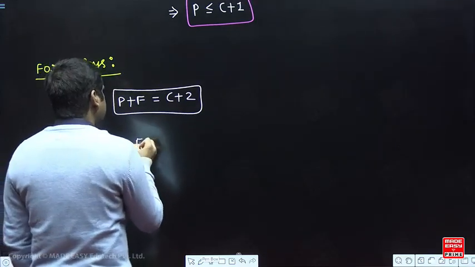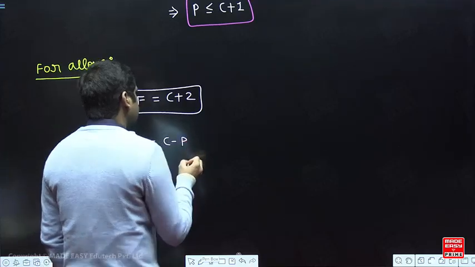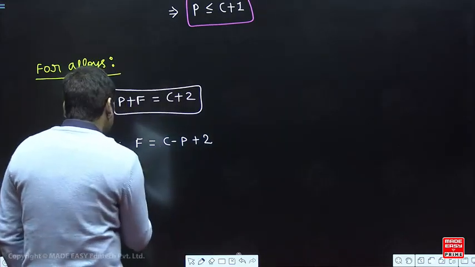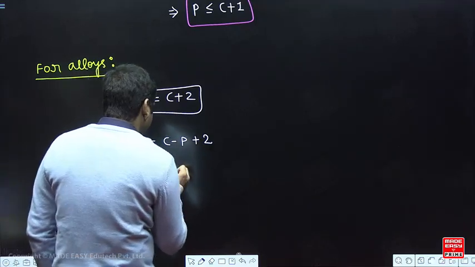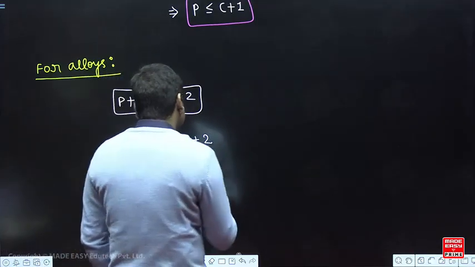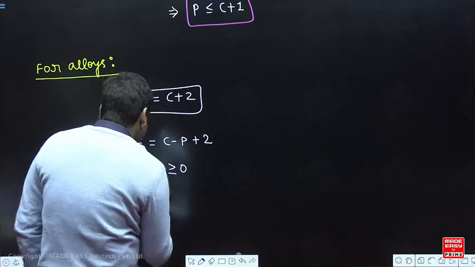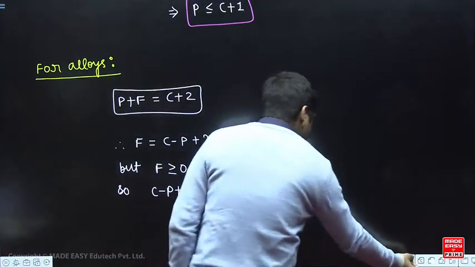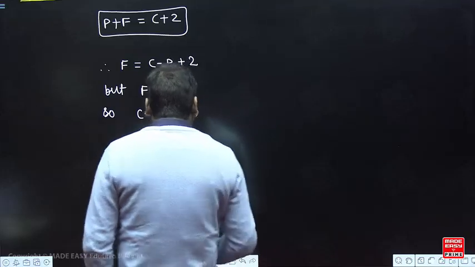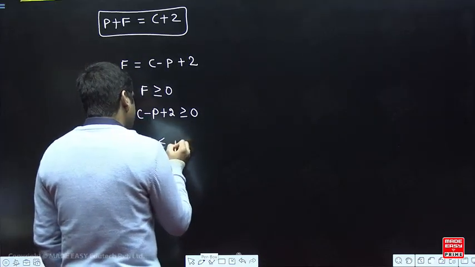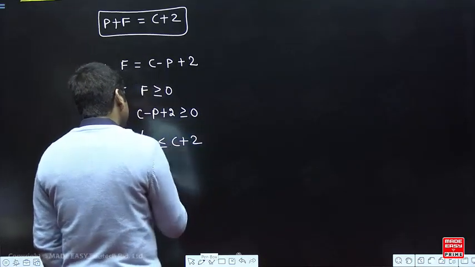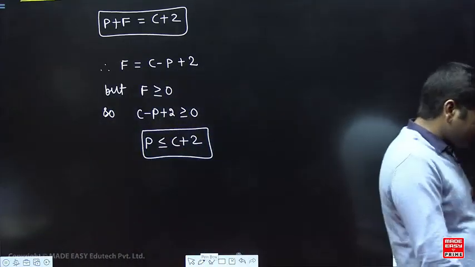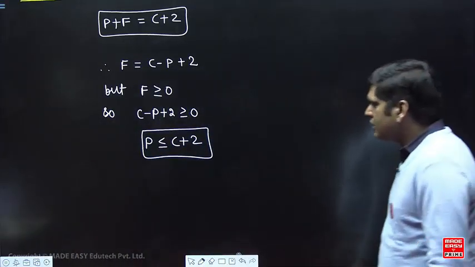So F is equal to C minus P plus 2, but F is greater than or equal to 0. So C minus P plus 2 is greater than or equal to 0. So from this, P is less than or equal to C plus 2. You cannot have more than C plus 2 components. Component plus 2, इससे ज़्यादा आपके पास नहीं हो सकता.